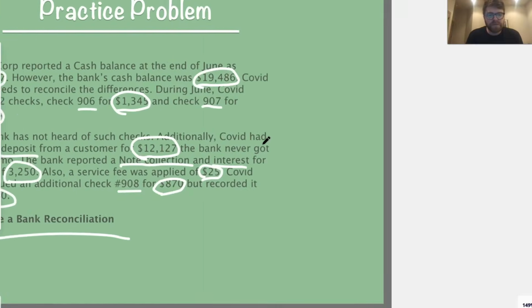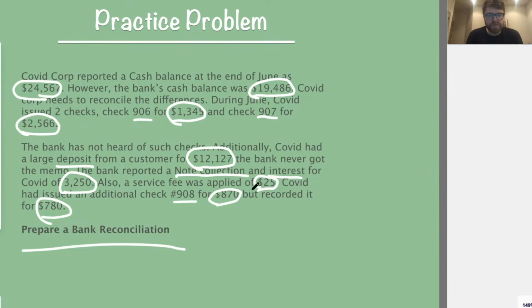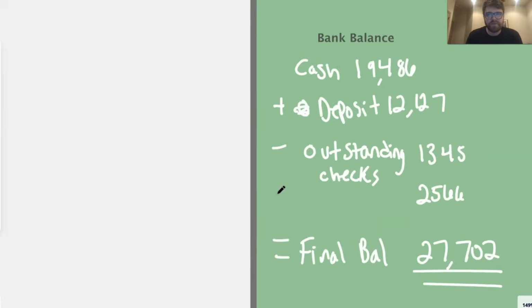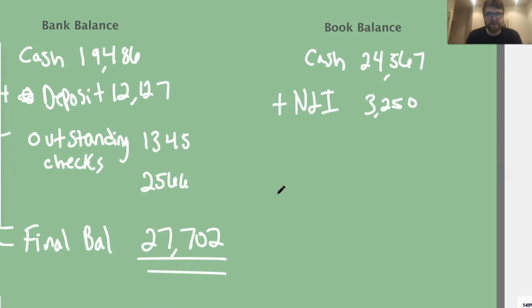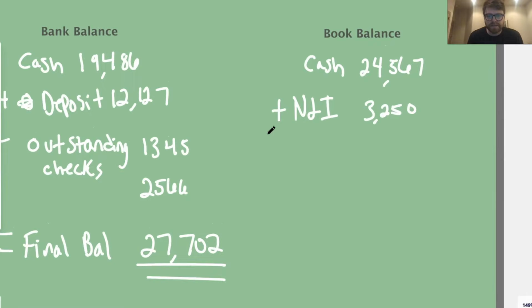Now what else do we have? From the book side, I did see there was a service fee, so we have to subtract that. Fees suck. That's for 25 bucks. So let's subtract, call it SF, $25 there. All right, and let's see what else we have.